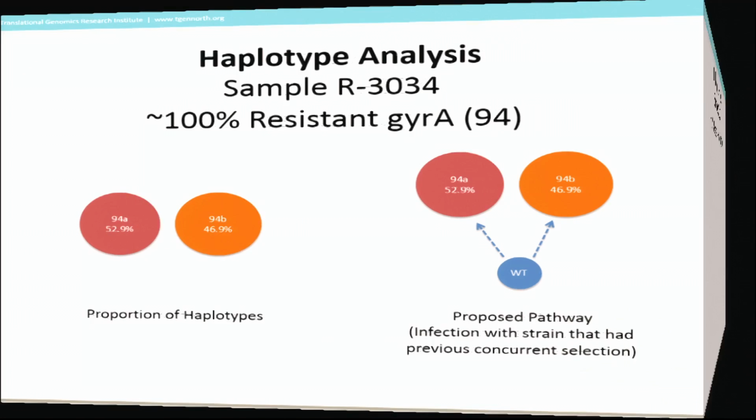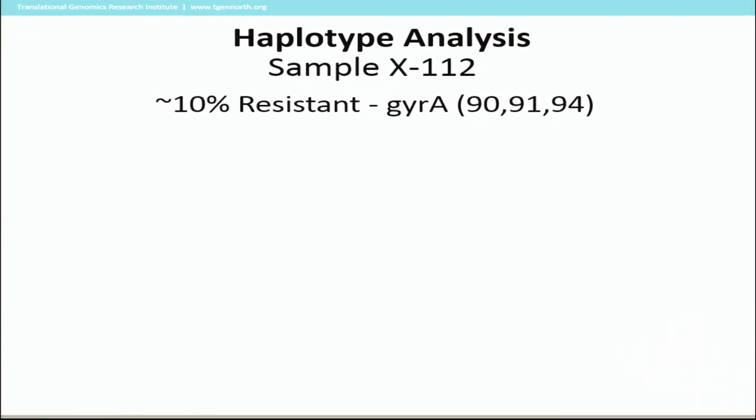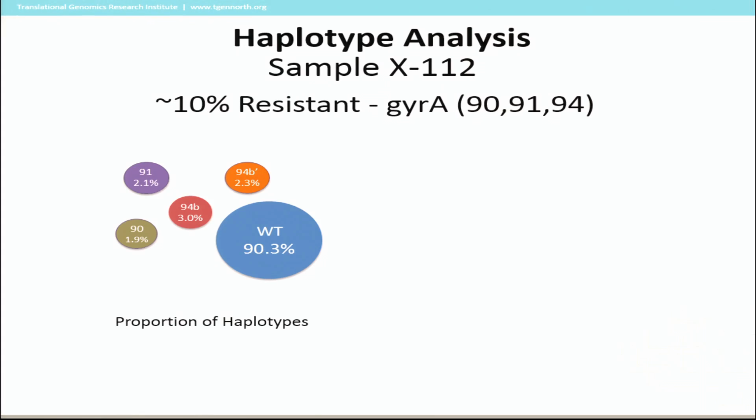But if you look at a different sample, we can look at this sample that was 10% resistant by gyrase and actually included a number of different loci. And in here, it's 90% wild type, and you think, well, 10% resistant, that's got to be phenotypically resistant. But in fact, it's not just 10% resistant. We have four different lineages occurring within this sample, and they're all occurring at about 2 to 3%.